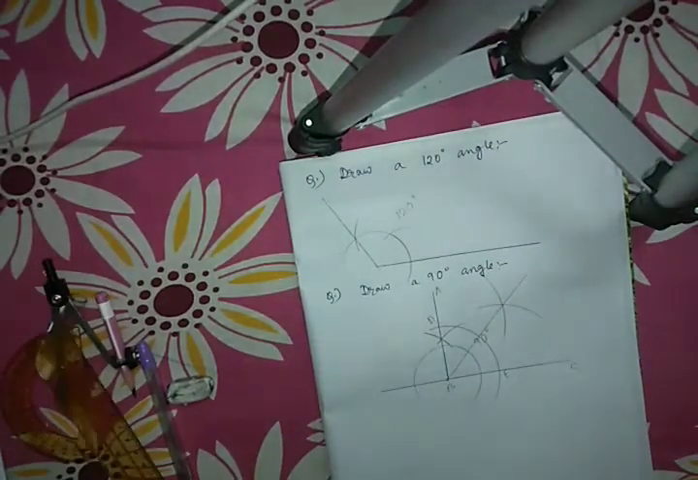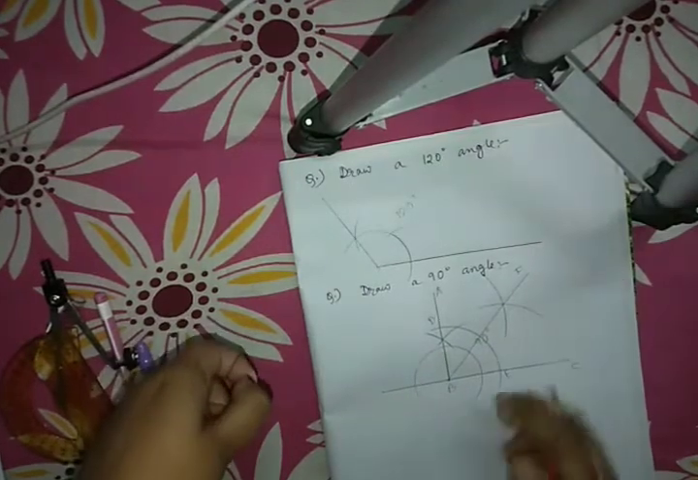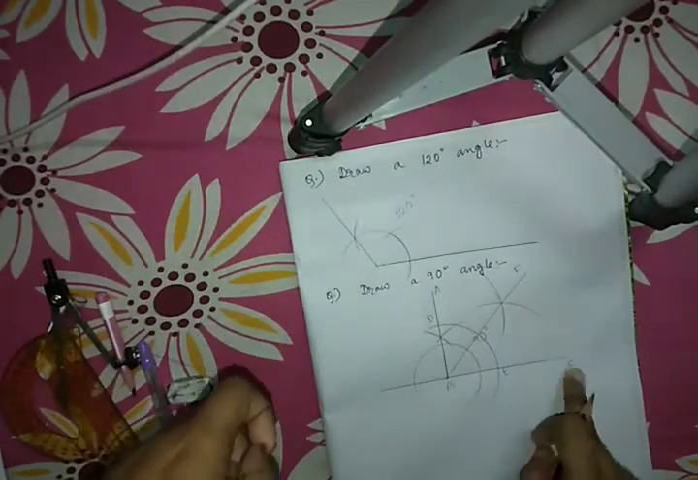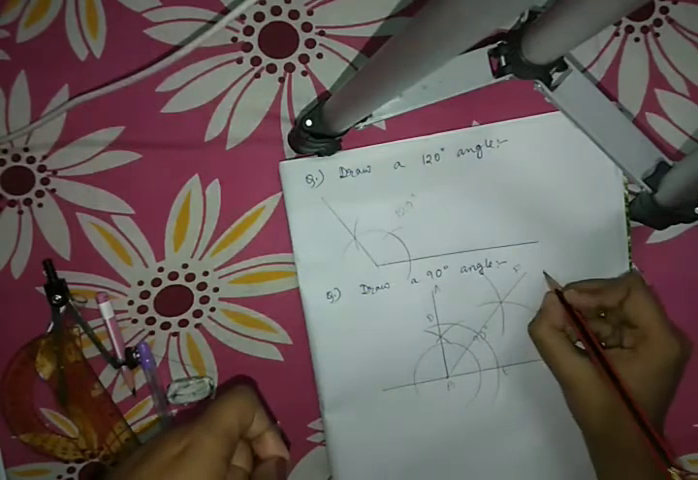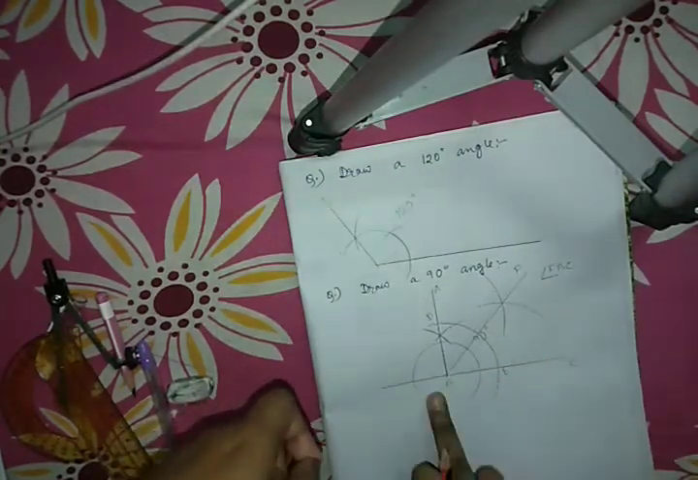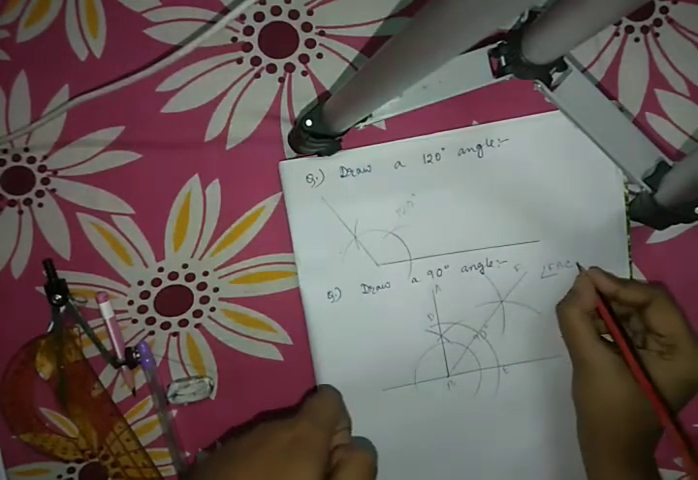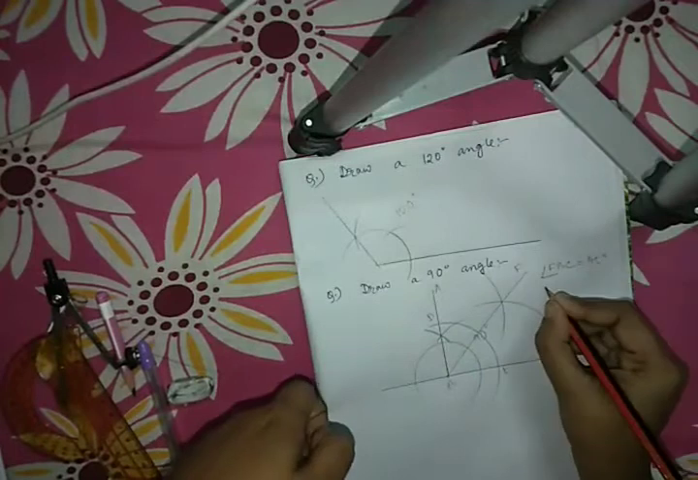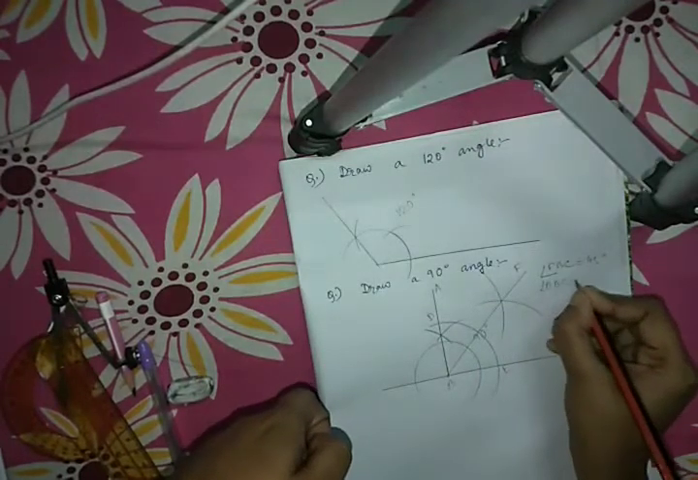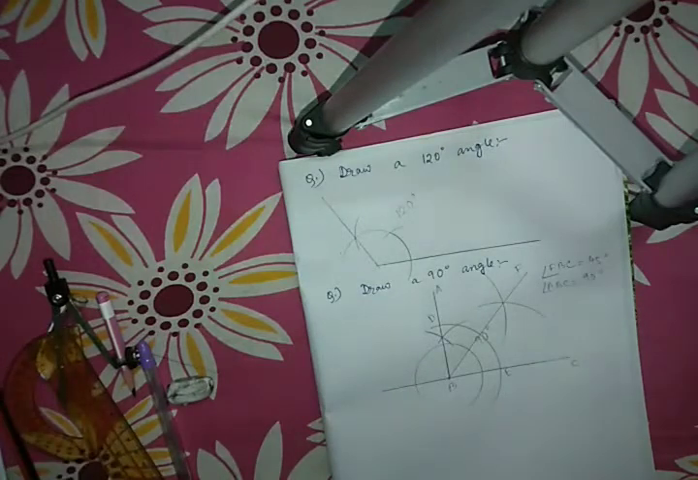Join them. So you can see ABF or EFB, they are 45 degree. So angle FBC or FBE, anything, FBC is 45 degree and angle ABC is 90 degree. Okay, so this is the process.